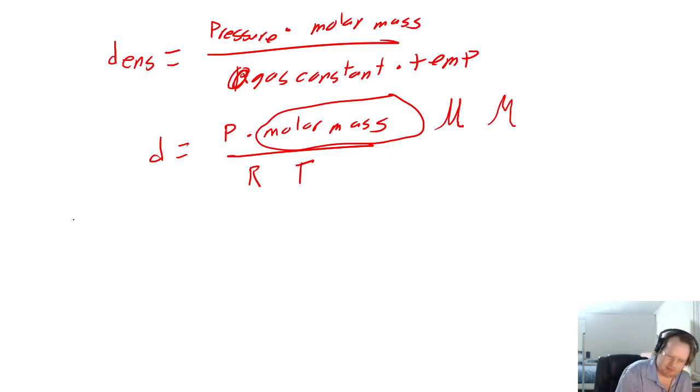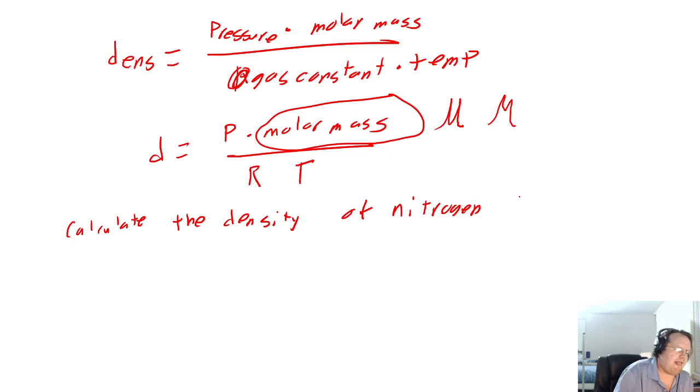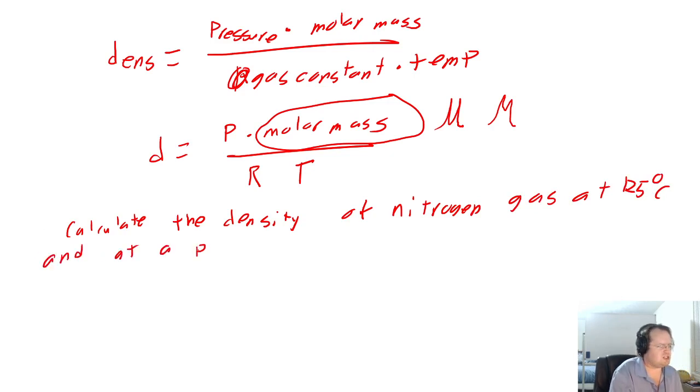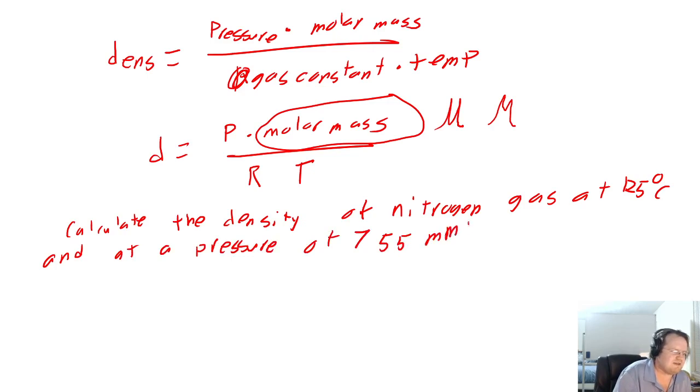So let's take an example problem. We're going to calculate the density of nitrogen gas. We're going to put it at 125 degrees Celsius, so not STP, and at a pressure of 755 millimeters of mercury. And Dr. Leslie has realized he gave himself very little room. We're going to see how this goes. Don't want to erase the slide, though.